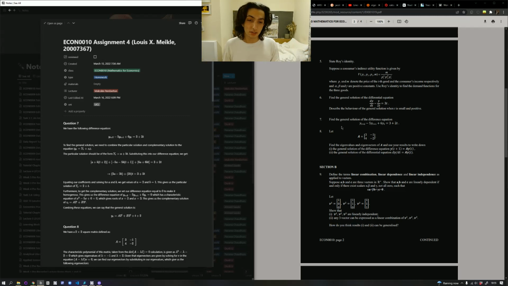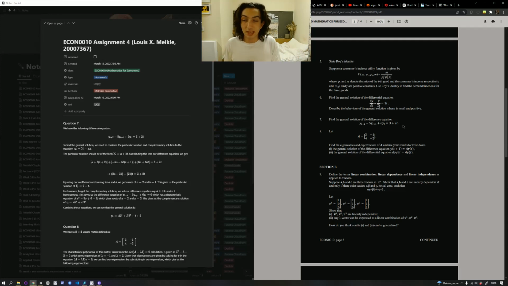Okay. So, let's start off with 7. We want to find the general solution of the difference equation. Now, in order to find a general solution, we need to combine the particular solution and the complementary solution. The particular solution is generally capital Y_t.